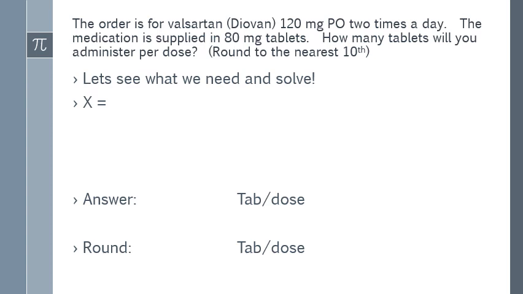All right, so in this problem, let's look at what we need to solve. First and foremost, we know that we're solving for tablets per dose. Now this is going to get important. We know the medication is supplied in 80 milligram tablets, and then we know that the order is for 120 milligrams orally 2 times a day. So I want to pay attention to that, because although that is very important, we're going to give this medication twice a day. Remember, the question is asking solving per dose.